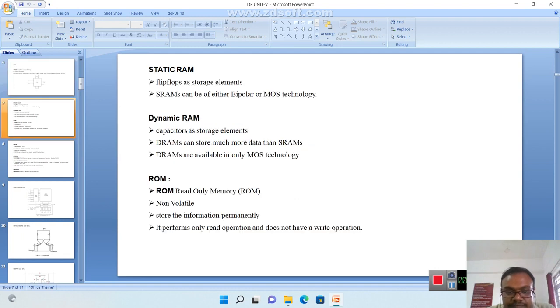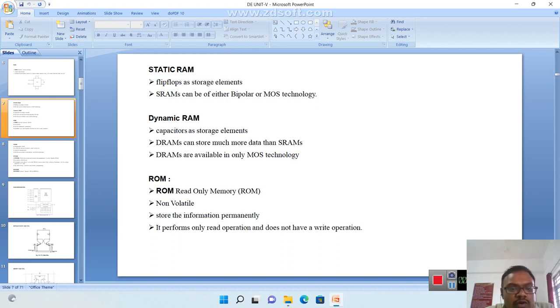Now the static RAM uses a flip-flop as the storage element. The SRAM is available in either bipolar or MOS technology, so there are two types. The dynamic RAM uses a capacitor as the storage element. What is the purpose of the capacitor? It is used for storage. DRAMs can store much more data than SRAMs. DRAMs are available only in MOS technologies.